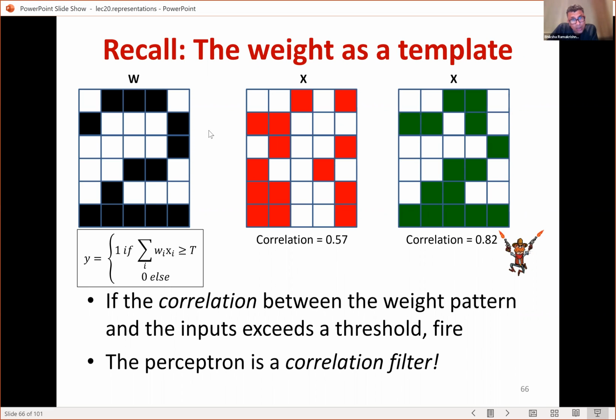wanted to build a perceptron that was looking at, say, a grid pattern like this, like in those old LED pictures, watches, and it was trying to detect if the input was a 2, all you would do was to set the weights to be in the pattern of a 2. And now if you have an input which is not very similar to a 2, the inner product between the two, which is the correlation, is going to be low, it won't fire. Whereas if the input begins looking more like the 2, the inner product is going to be larger and the perceptron will fire. So the perceptron is in fact a correlation filter.